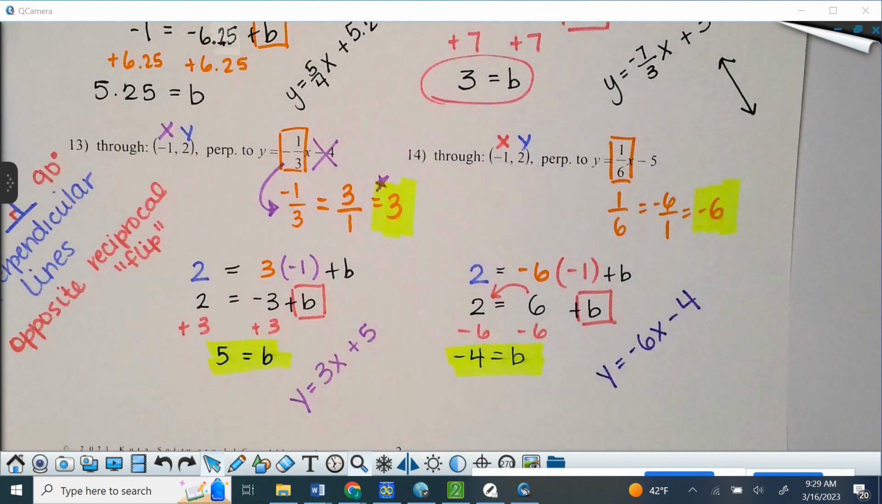So if it was positive, it becomes negative. If it was negative, it becomes positive. And then the fraction flips over. If it's a whole number, we turn it into a fraction. Otherwise, that should be it, guys.